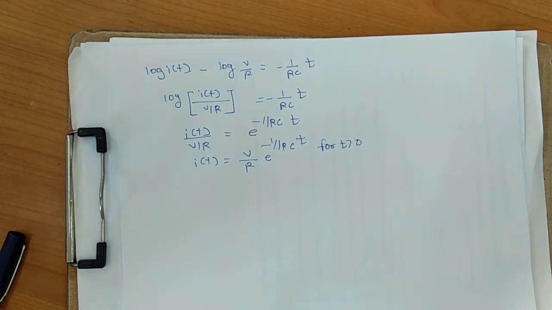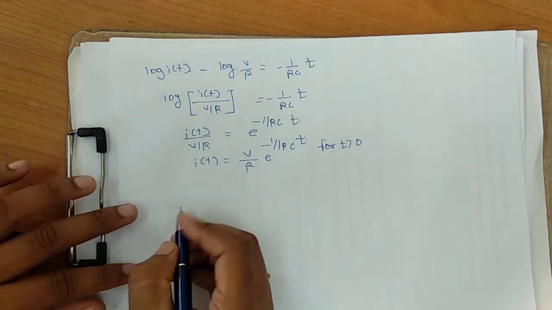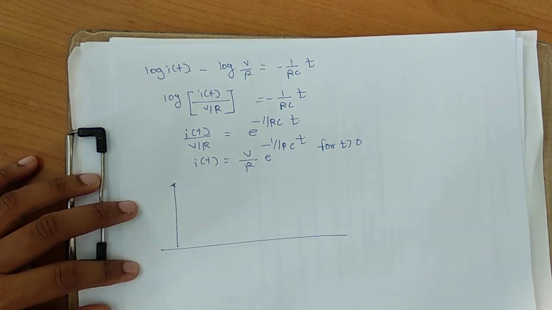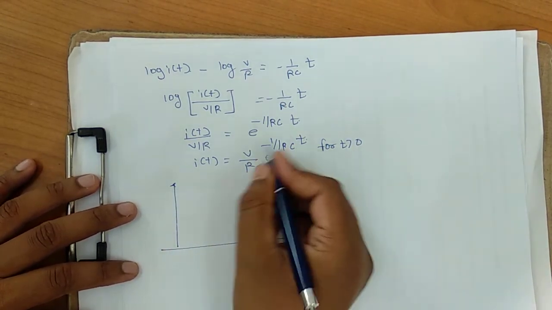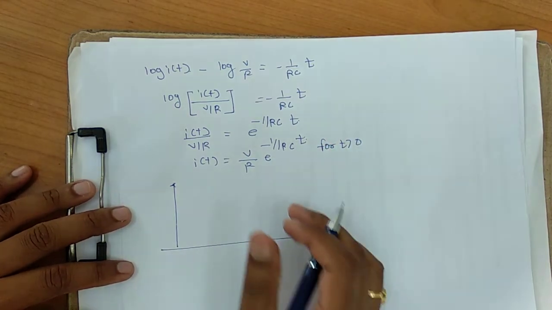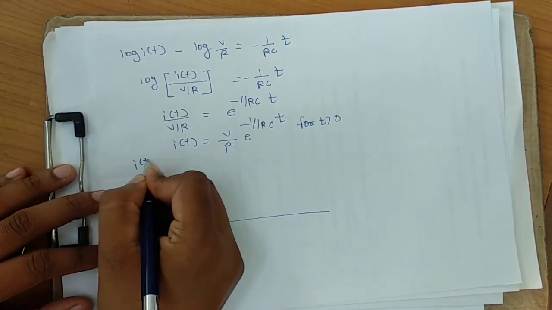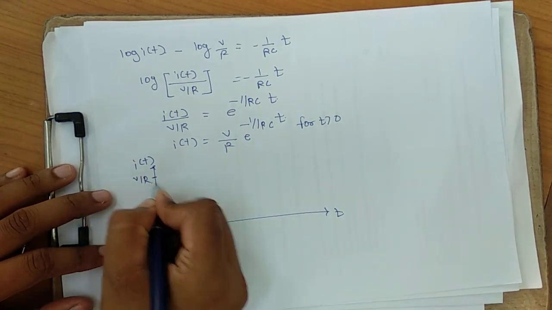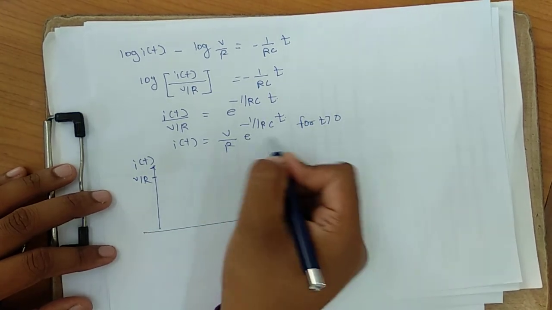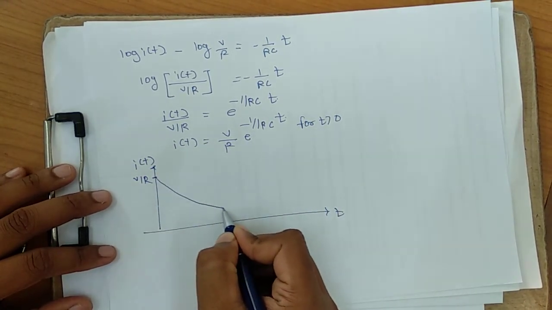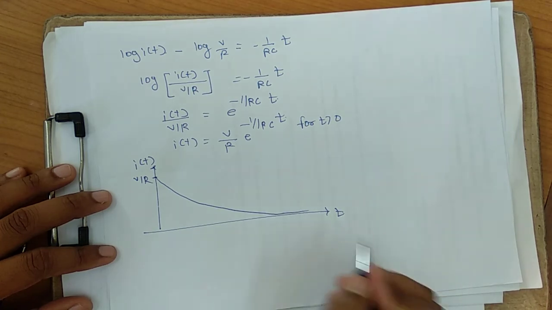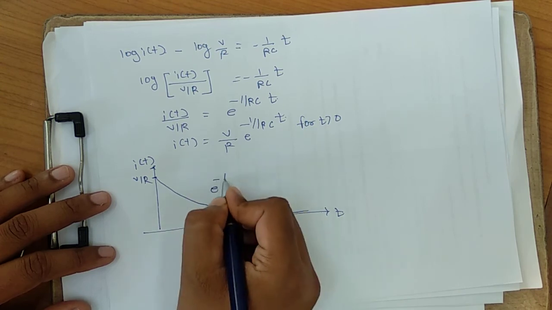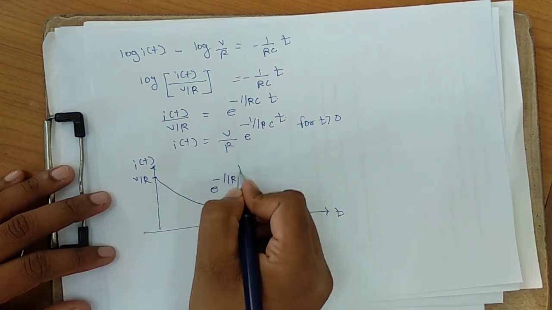If you plot this, it does not have a steady state part; only the transient part is there. There will be no steady state part. So if you plot this I of t against t, the amplitude is V by R, and it will be an exponential decay. At some point it will go to 0. So this is the plot of the graph, e raised to minus 1 by RC into t.